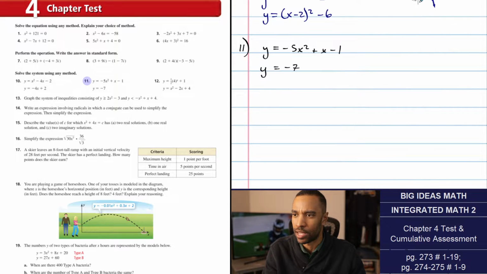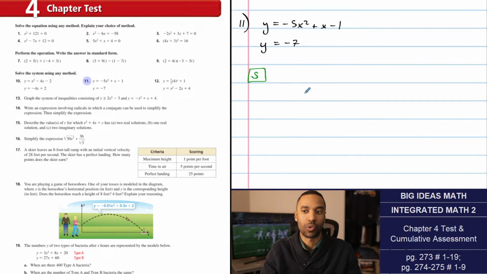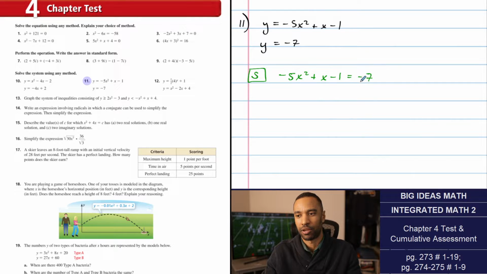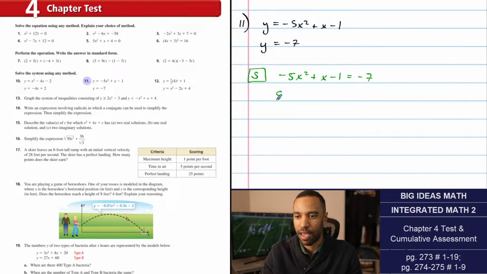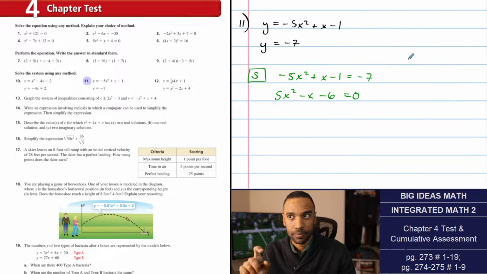What color? I'm going to use green. So let's go with that. Negative 5x squared plus x minus 1 equals negative 7. Set those y's equal. Find the x's to make it work. Instead of adding 7 over, I'm going to move these terms over. I'm going to make the 5x squared positive, the x negative, and add the 1 over to get negative 6, because I want my 5 positive. Now, is this factorable?